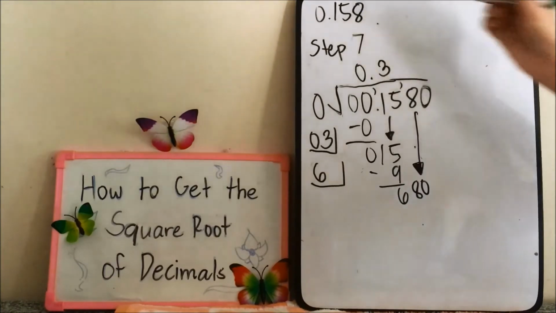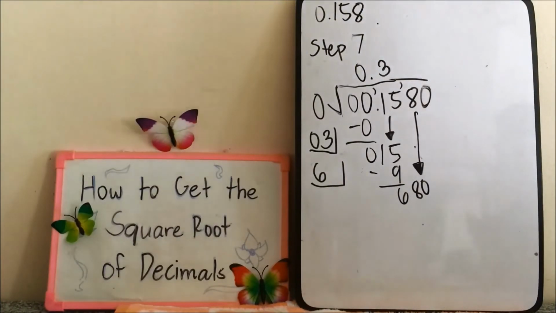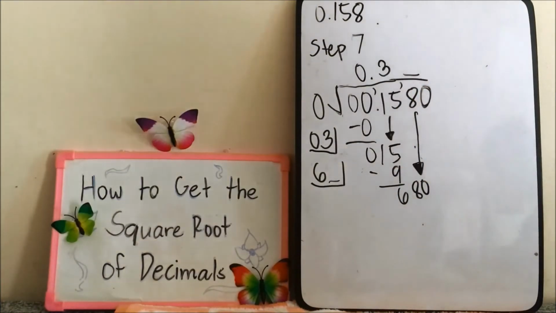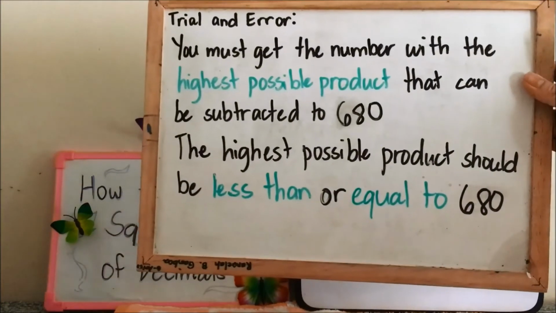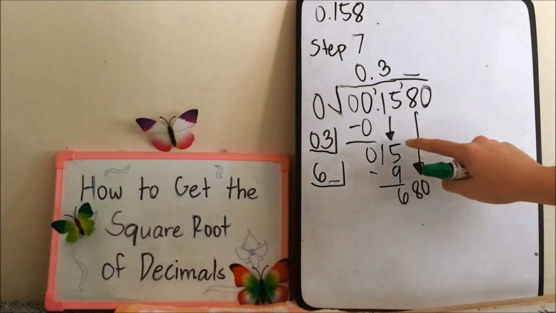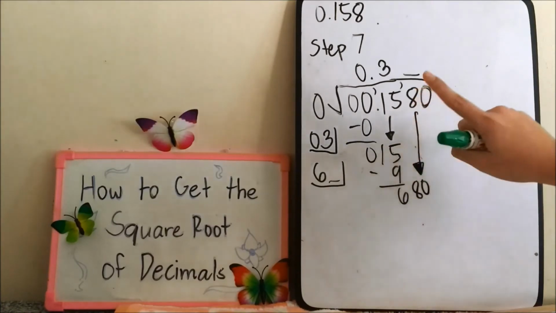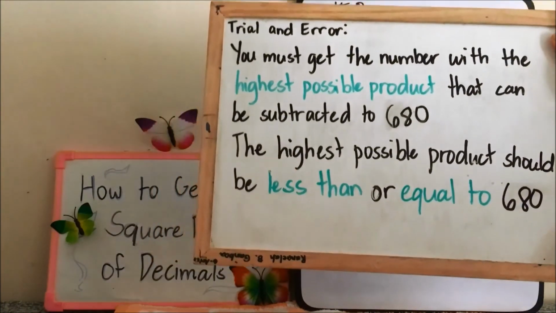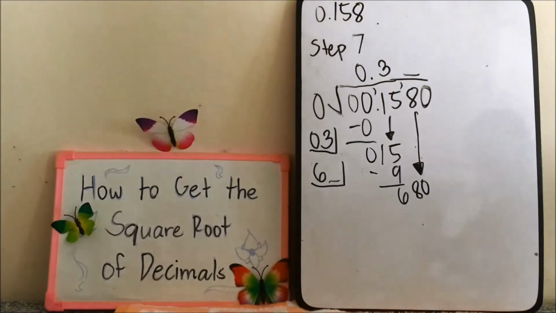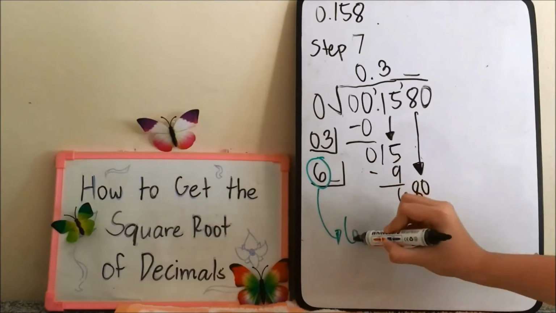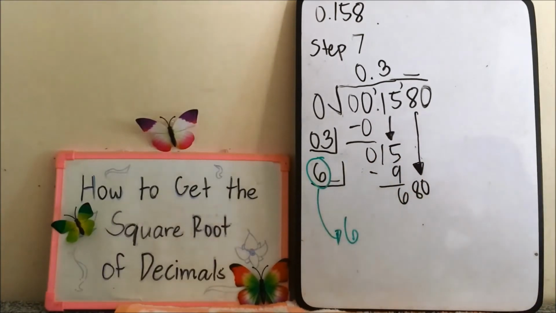Step number 7. So now we will use trial and error again to find our missing numbers over here and over here. So I will read the rule once again. You must get the number with the highest possible product that can be subtracted to 680. So you see, it is 680 now. It's no longer 15 because we have moved on to our next step. So the highest possible product should be less than or equal to 680. So once again, we will be taking this 6 over here and use it as the first digit of our multiplicand. And we will again use one-digit numbers for our trial and error.